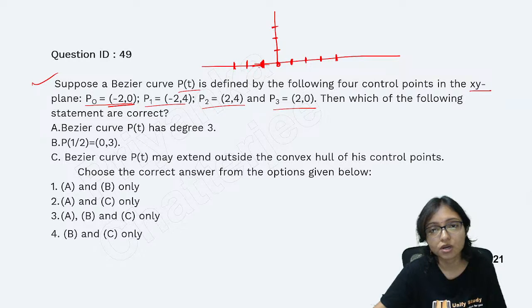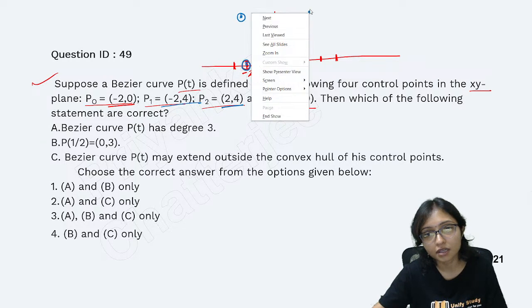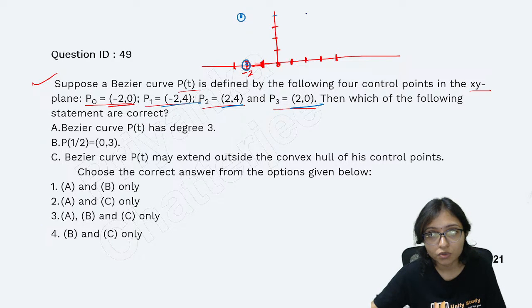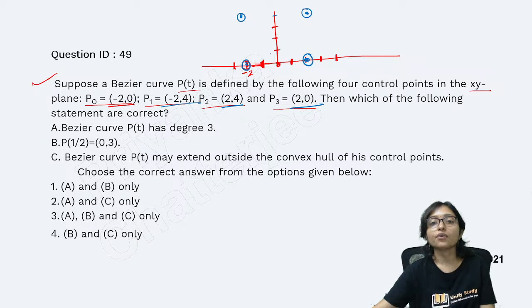See that: minus 2 comma 0 is one point. Another point is minus 2 comma 4, like this. Another point is 2 comma 4, and here is the other point, 2 comma 0. Now you can try to draw.